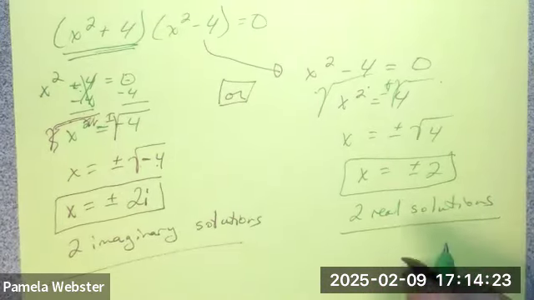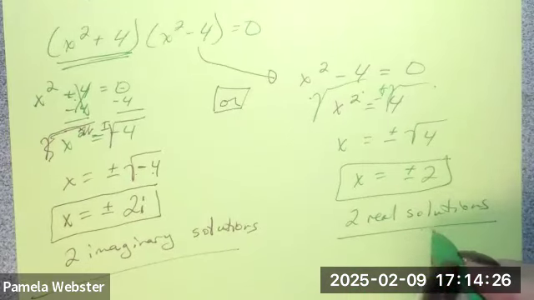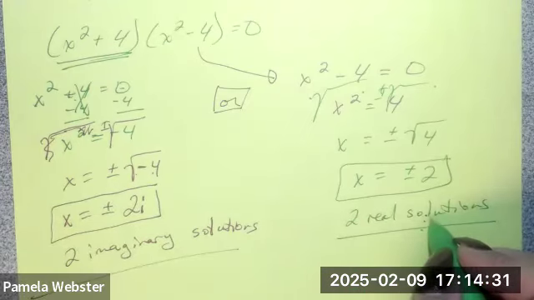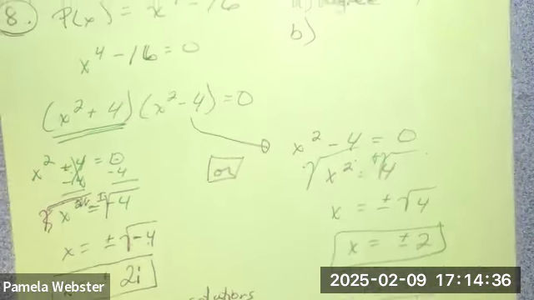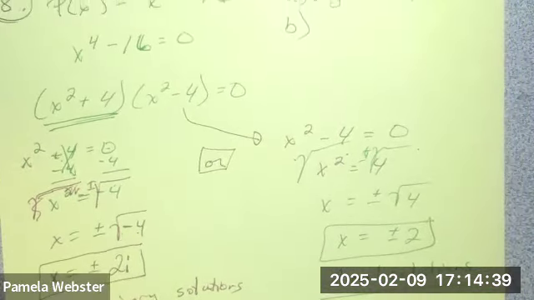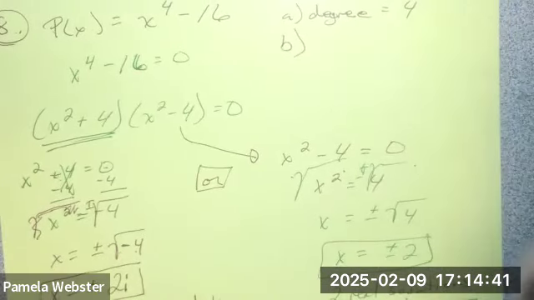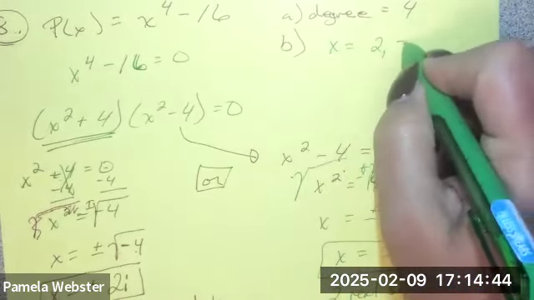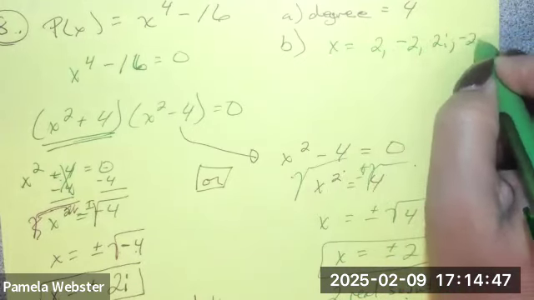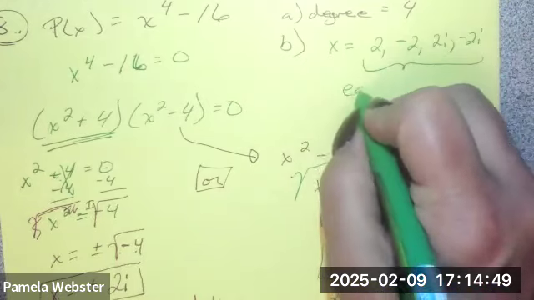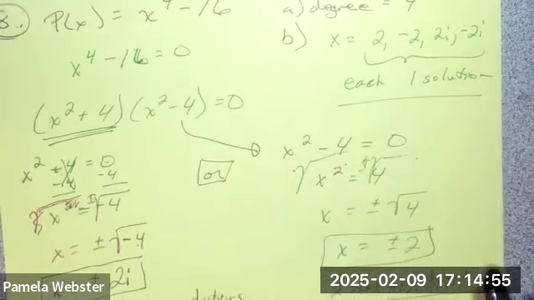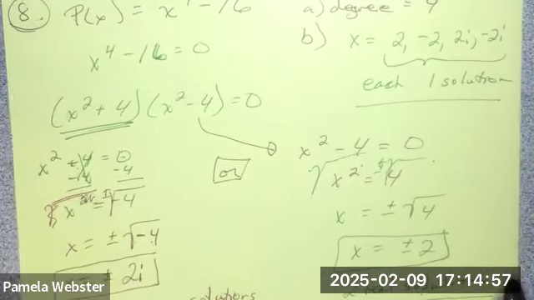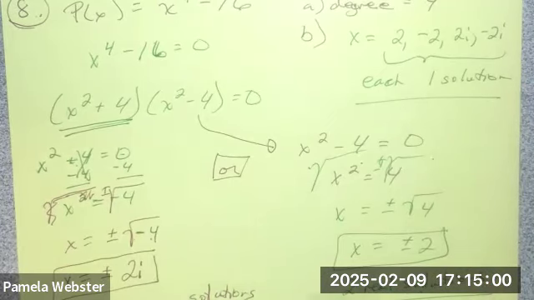So this is where that little bit we keep saying, at most 4 real solutions, comes in, because here I just have 2 real solutions. The reason is that 2 of them are imaginary. It said give all the solutions and how many times each is a solution. So x equals 2, -2, 2i, and -2i, each 1 solution. That's my total of 4. There are no double roots or double solutions in this particular problem.